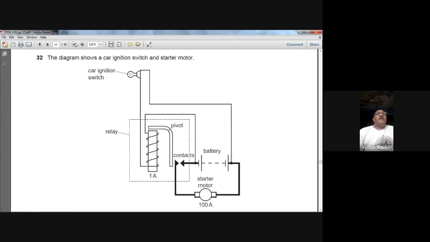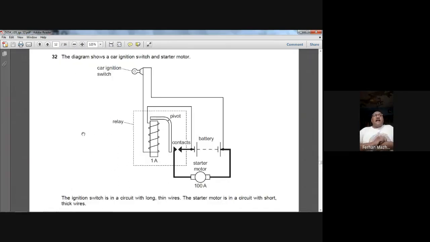Okay, on your screen we have a diagram that shows a car ignition switch and a starter motor. Here they have shown a relay, here we have the ignition switch, here we have a relay, and here we have a starter motor. The relay can operate this switch, these contacts.